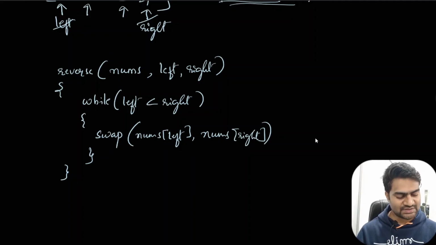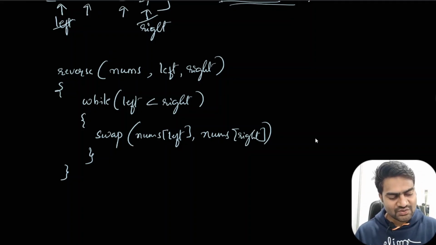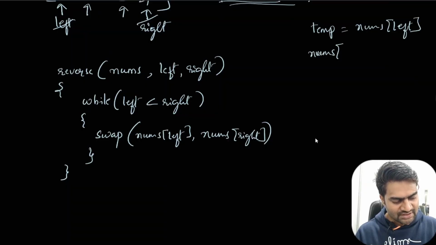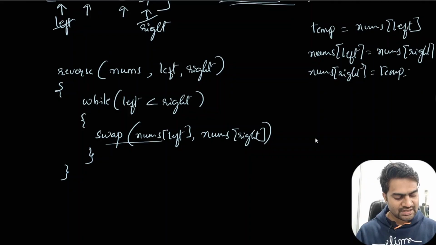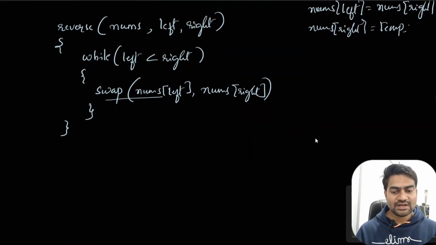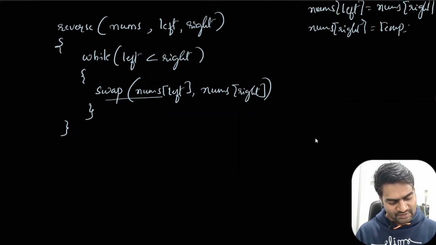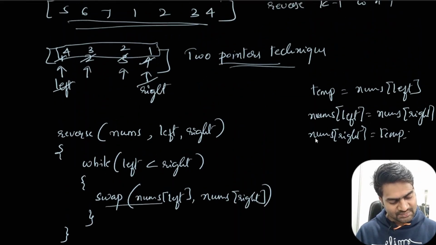I'll simply close this. You must know swapping, right? We will take a temp variable equal to nums of left, then nums of left equal to nums of right, then nums of right equal to temp. So you can use this logic to swap. Now with that, we have written the reverse method.